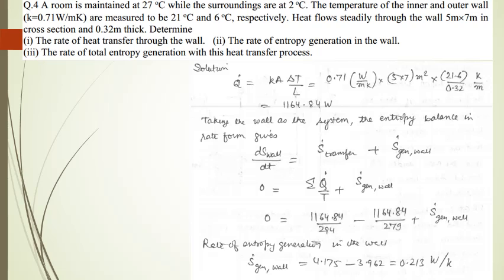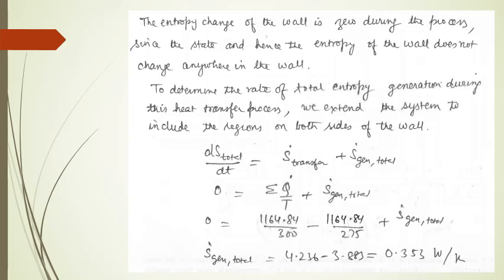So the rate of entropy generation in the wall comes out to be 0.213 watt per Kelvin. The entropy change of the wall is 0 during the process since the state and hence the entropy of the wall does not change anywhere in the wall. To determine the rate of total entropy generation during this heat transfer process, we extend the system to include the regions on both sides of the wall.